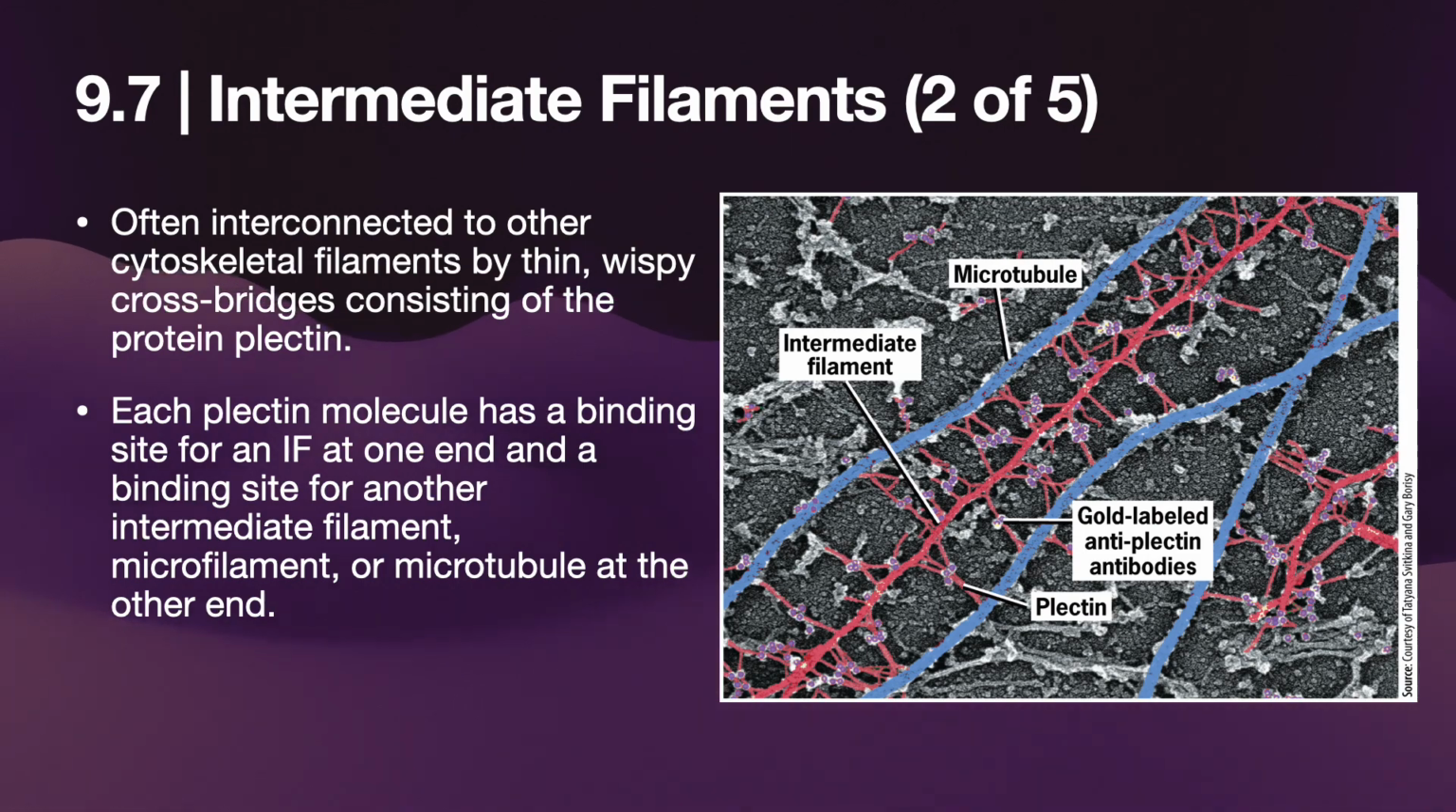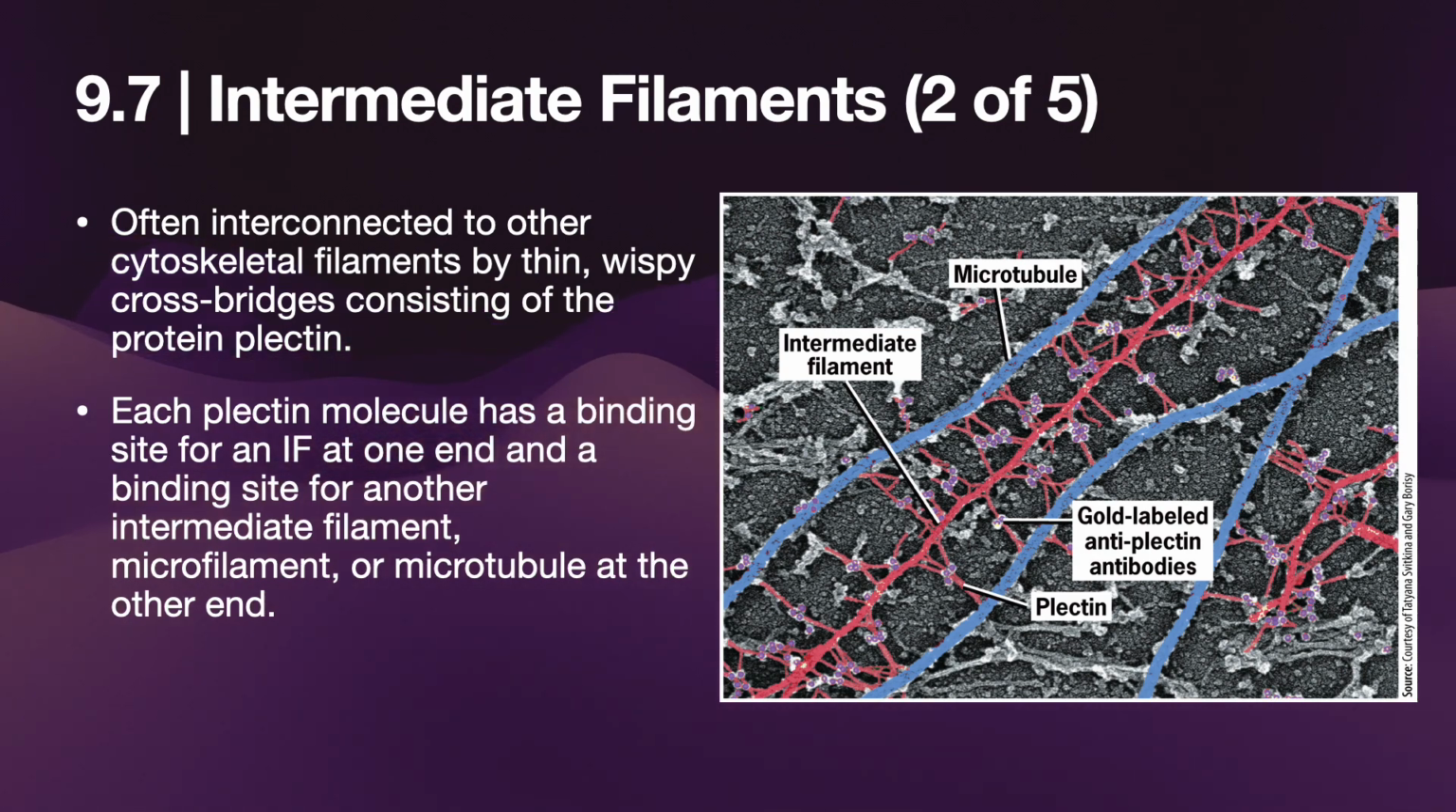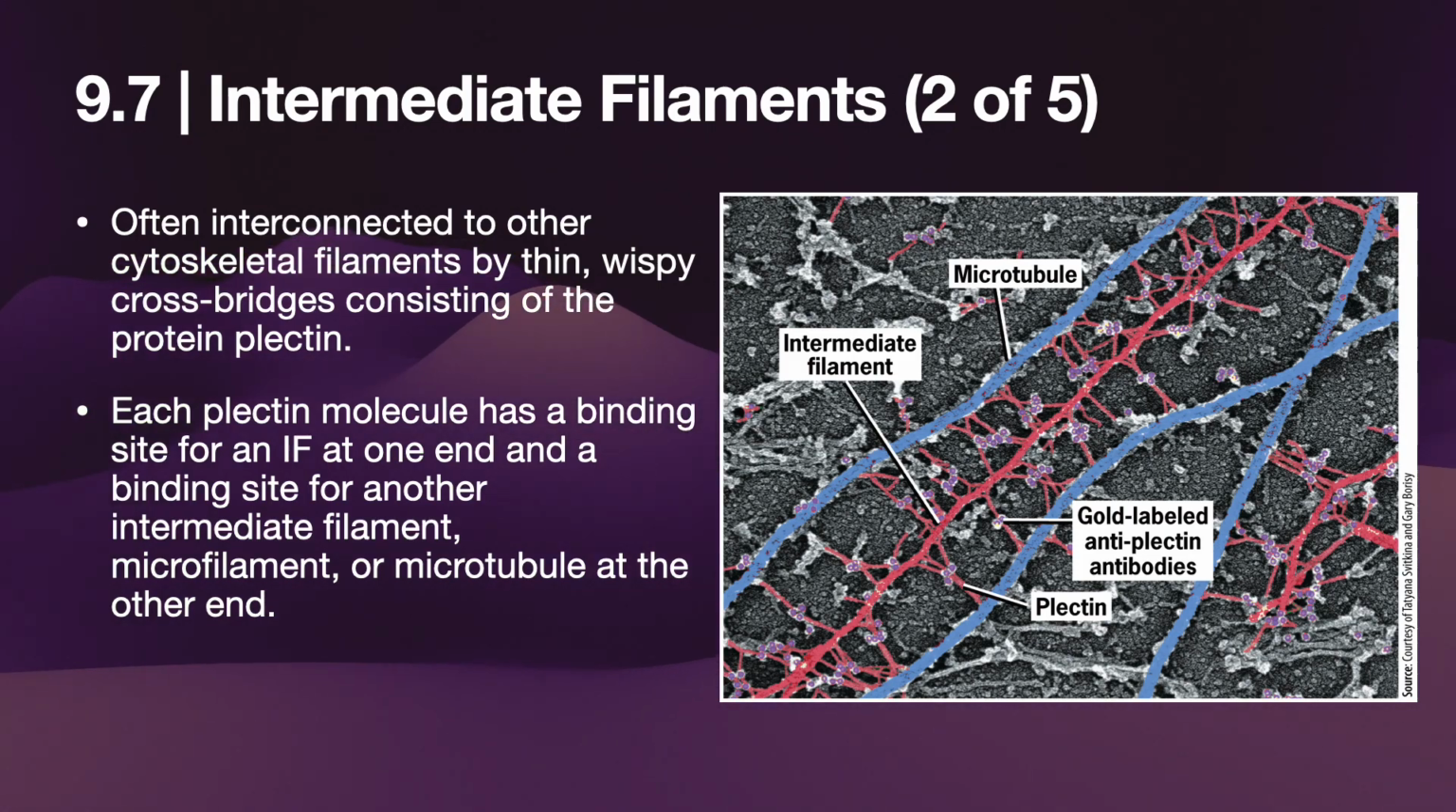These are often interconnected to other cytoskeletal filaments by thin, wispy cross bridges consisting of the protein plectin. As you see in this photo on your right, each plectin molecule has a binding site for an IF at one end and a binding site for another intermediate filament, microfilament, or microtubule at the other end.